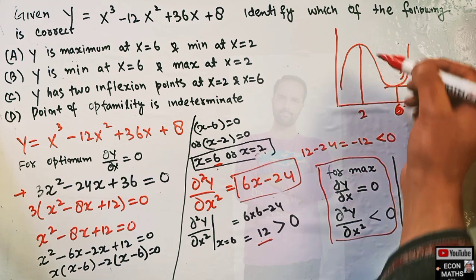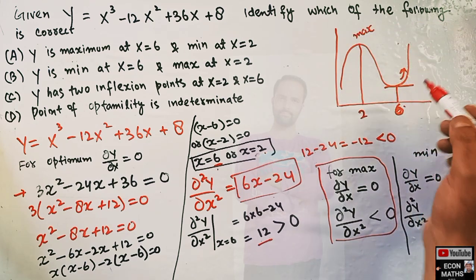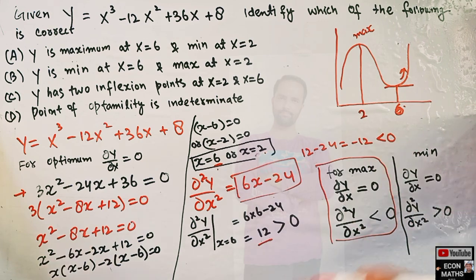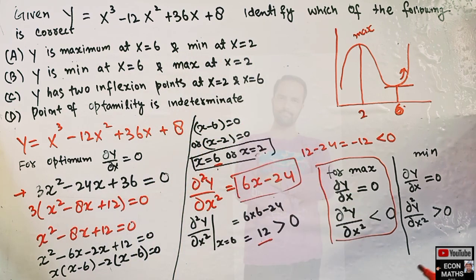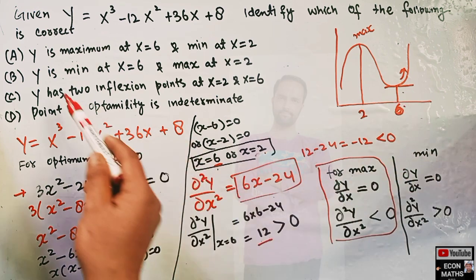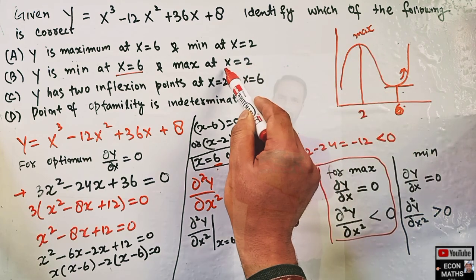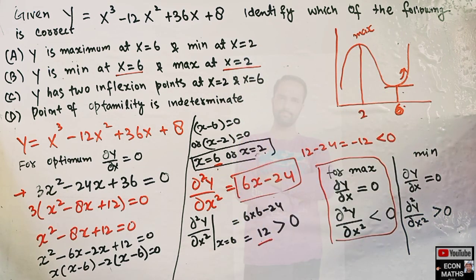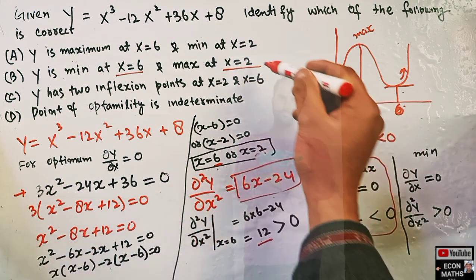So when x is 2, we have a maximum point, and when x is equal to 6, we have a minimum point. The option says y is maximum when x is equal to 6, and minimum at x is equal to 2. Is it the case? What we got here is actually that 6 is a minimum. So y is minimum when x is equal to 6, and maximum when x is equal to 2. This option cannot be correct. The second option is obviously correct.